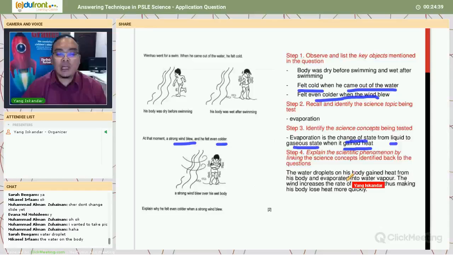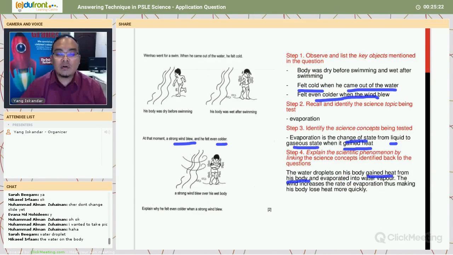Now, why do you think Wen Hao felt cold? Next, you must be able to answer the question by linking back to it: explain why he felt even colder when the strong wind blew. I have the answers here. It was supposed to come out after I asked you a question, but it's okay. The water droplets on his body gain heat from his body and evaporated. Number 1, you need to mention gain heat from his body. Now, some of the students will say that the water droplet gain heat from the surrounding.